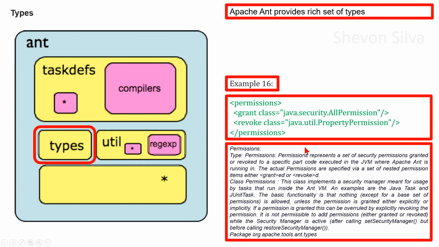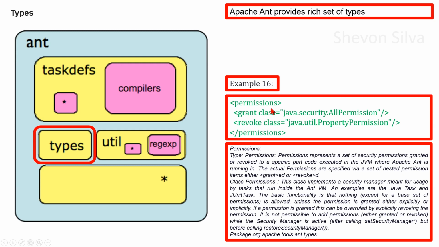Now we are considering permissions, type permissions. Permissions represent a set of security permissions granted or revoked to a specific part of code executed in the JVM where Apache Ant is running. Actual permissions are specified via a set of nested permission items, either granted or revoked.